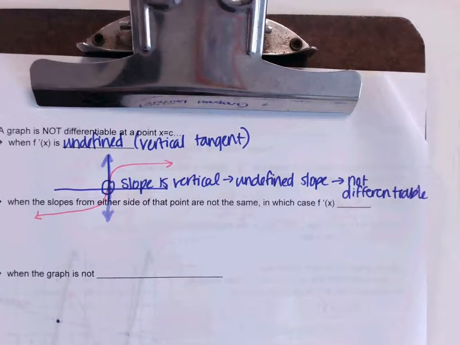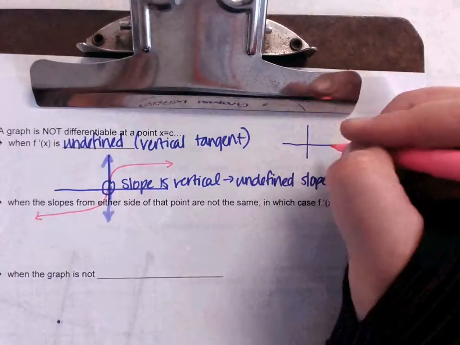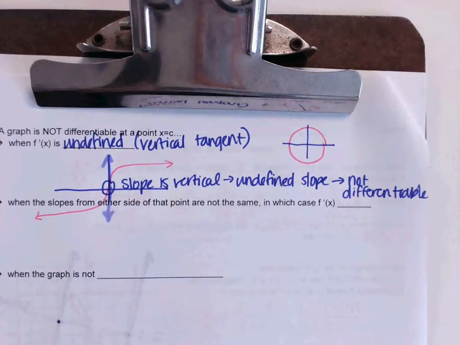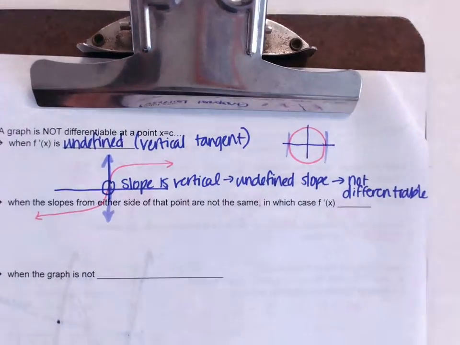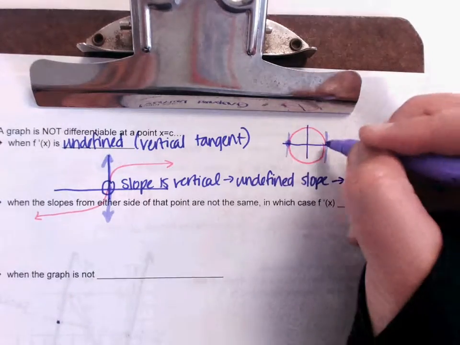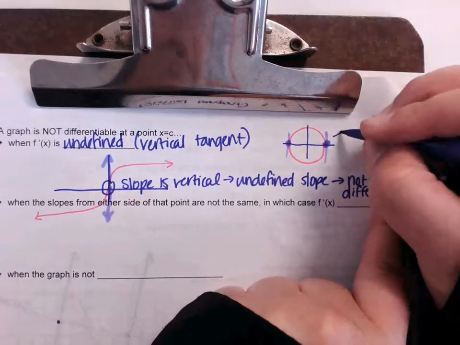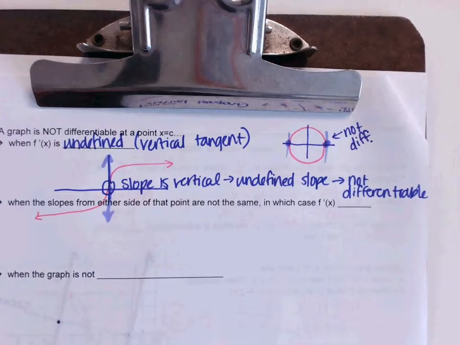Another picture of what that could look like is, draw a circle for me. So let's say we have a circle. Where would my slope be undefined on a circle? The sides. So over here, I have a vertical tangent. Over here, I have a vertical tangent. So here and here, I would be not differentiable. So I'm just going to put not diff, you get the idea. But if your slope is vertical, I don't have a slope because it's undefined. That's the whole problem.